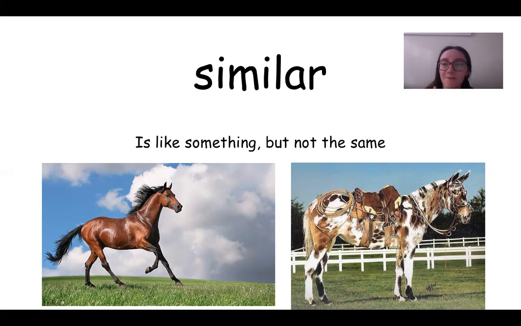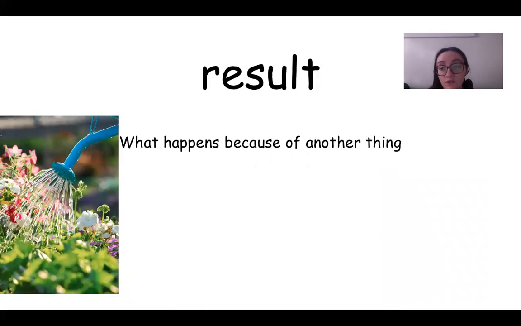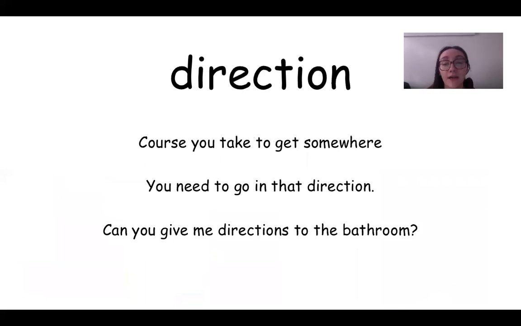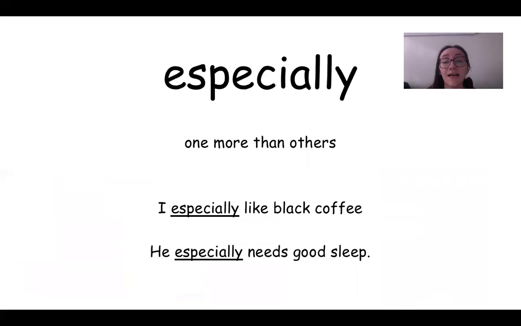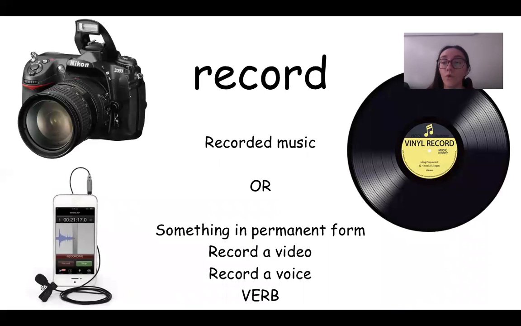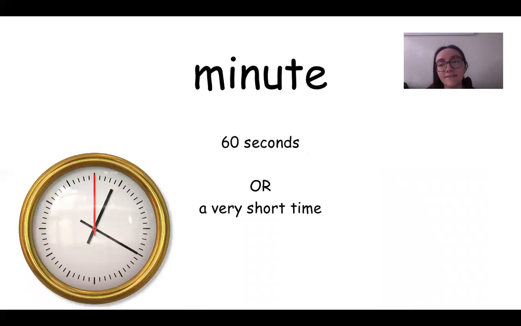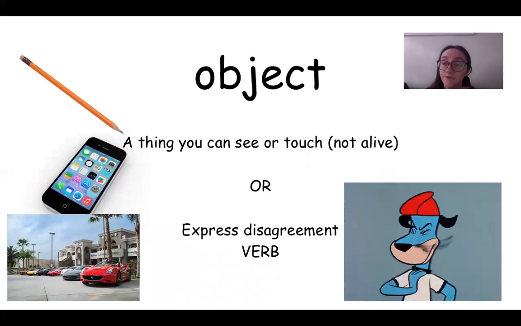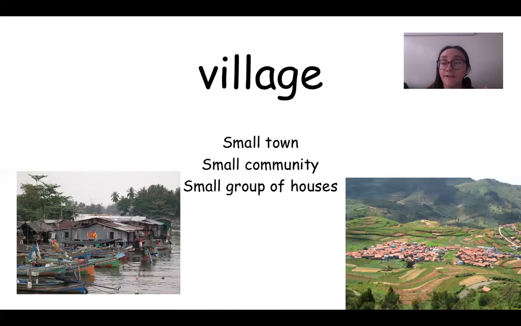But that's it. That's all the sight words for today. I thought we'd do a short list instead of giving you a whole bunch of them, so it's hard to remember all of them. So just remember these words: similar, science, result, guess, direction, necessary, especially, forest, record or record, minute, object or object, and village. So that's all the words for today.